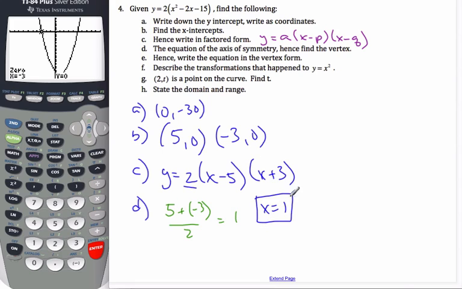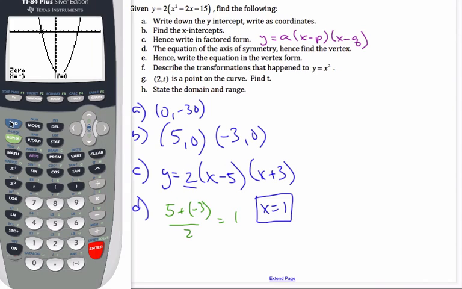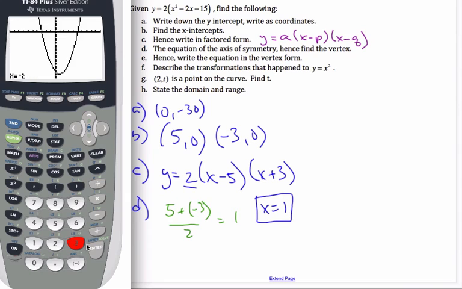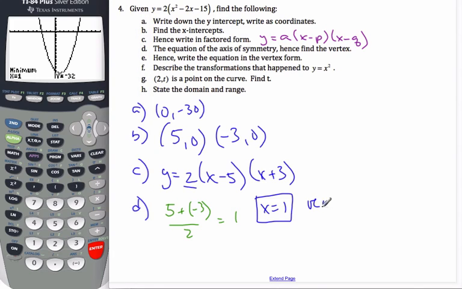Hence, then find the vertex. Well, if I take this x value and plug it in, then I can find the vertex. Or I could also go to my calculator and find the minimum. When I find the minimum, I go left bound, right bound, and guess. I get a minimum of (1, -32). So the vertex is (1, -32).